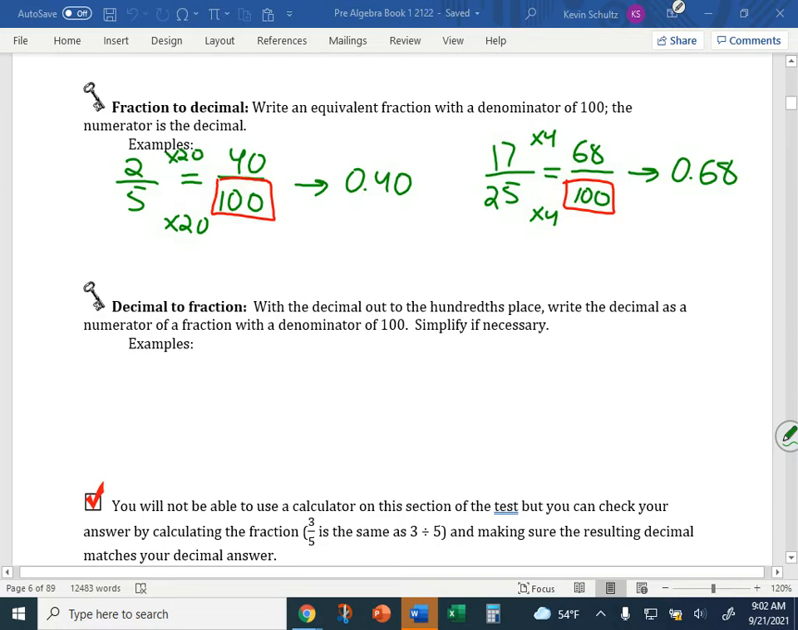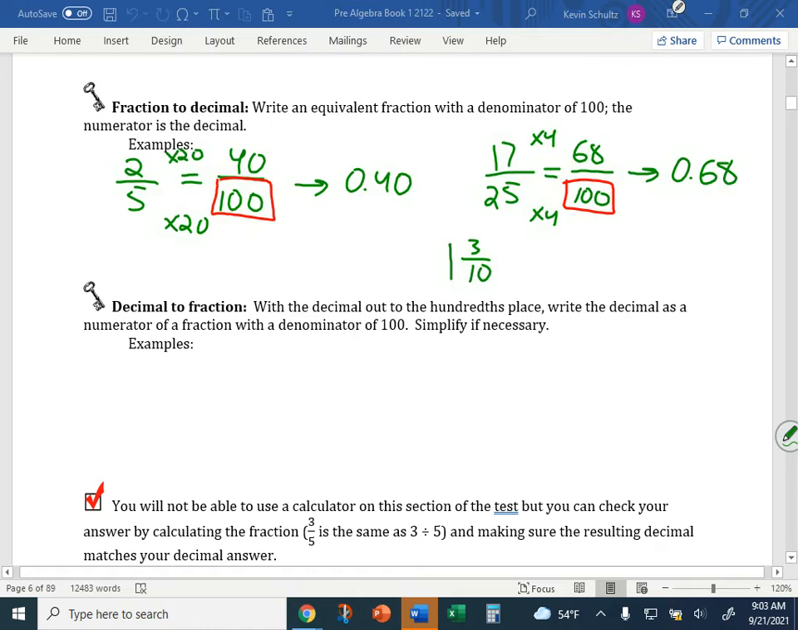What if you had something like a mixed number? Like let's say we had 1 and 3/10. How would you write that as a decimal? Cade? Don't you do 1 times 10 plus 3 to turn it into an improper fraction? So you could turn it into an improper fraction first. Or what else could you do, Wyatt?